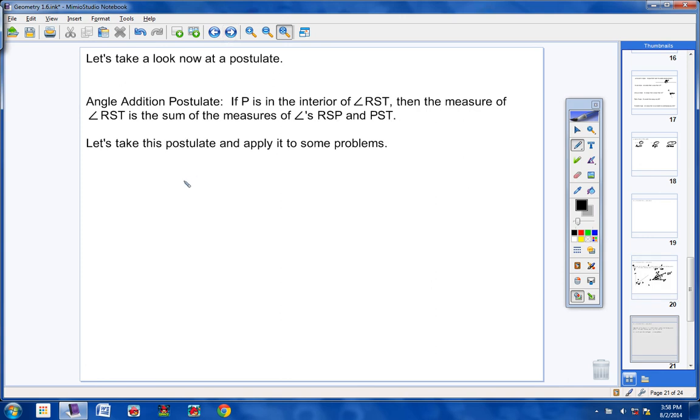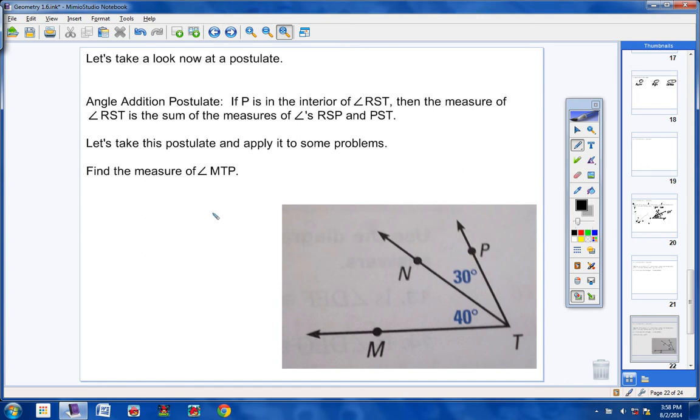So let's take this postulate and apply it to some problems. So here we go. Copy this problem in your notes if you would, please. I want you to draw angle PTM. Go ahead and do that now, please. And then draw this ray in the middle, ray TN.